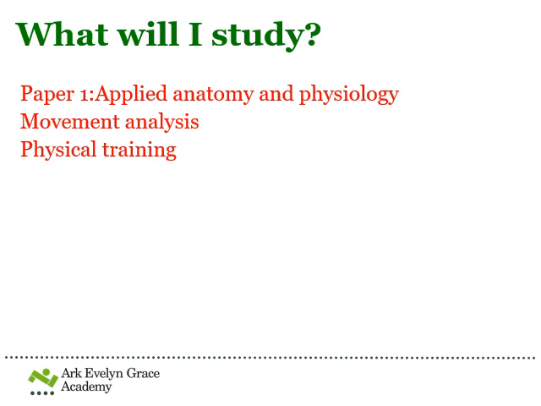And the last aspect of paper one is physical training. So looking at different methods, like circuit training, plyometrics, weight training, looking at different components of fitness and how they can be successful in sport, and also looking at different fitness tests. In year 11, we move on to paper 2. Paper 2 is where we look at all the contemporary and psychological issues in sport.